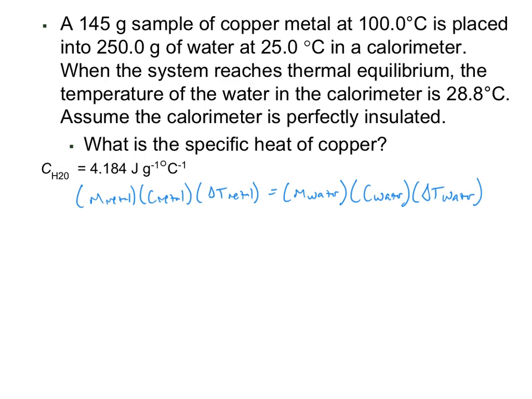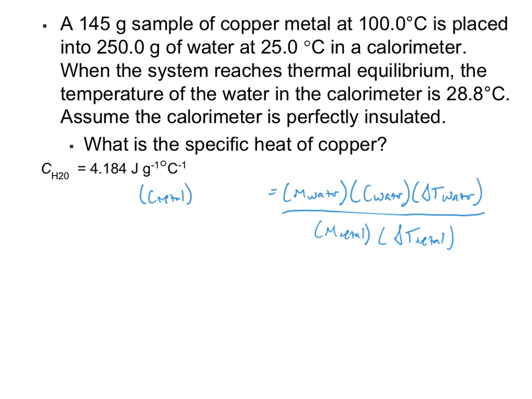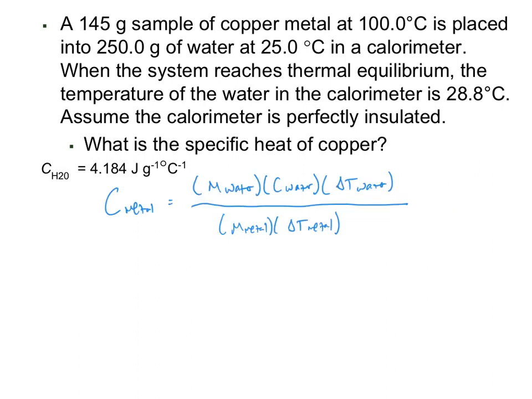If we divide both sides by the mass of the metal and our temperature change of the metal, that will equal for us the specific heat of our metal. And so now we're ready to just plug in our values.